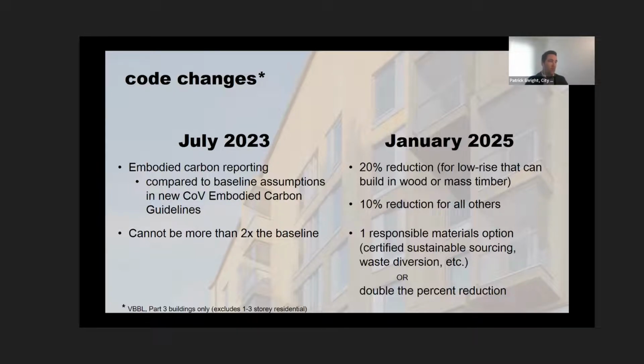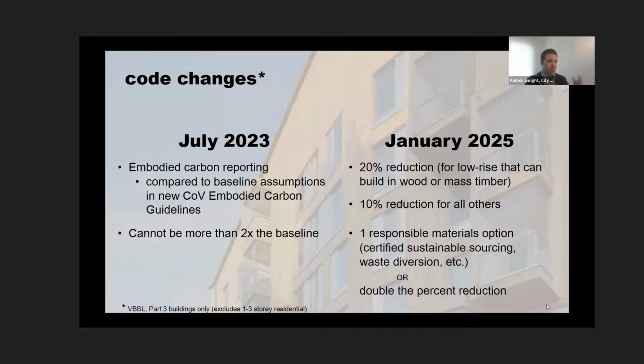We're also introducing for the first time a limit that says you can't be more than 2 times that baseline. That probably won't affect any projects, and if it does, it'll be very easy to achieve, but it begins to introduce that concept of a limit on embodied carbon. Moving ahead to January 2025, we're requiring 10 or 20% reductions, depending on building types and the materials you can build out of, as well as at least one responsible material sourcing option.